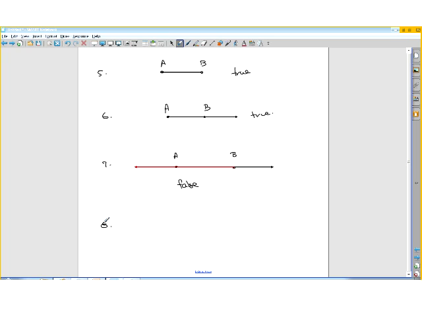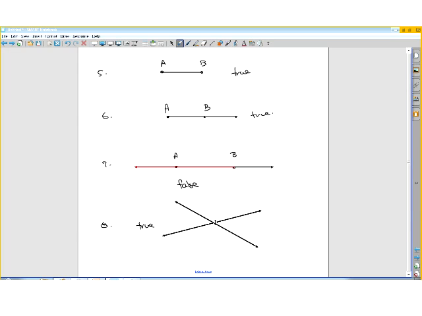Number 8, if two lines intersect, they lie in the same plane. So we have a line here, and we have a line there that intersect at one point. And so actually two lines, you can define a plane by 3 points, or you can define a plane by the intersection of 2 lines. So that is true, that 2 intersecting lines lie in the same plane.